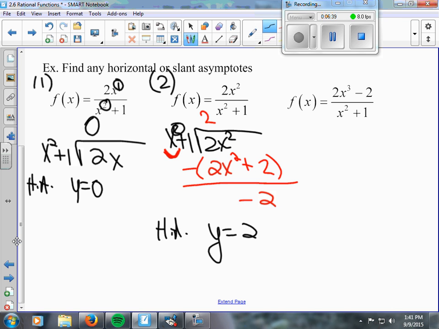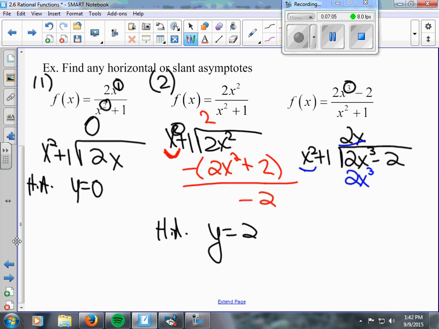The last one here, I've changed my 2x squared to an even higher degree of 2x cubed. That's going to make me have a slant asymptote. So let's see how the division works out now. When I take x squared plus 1 into 2x cubed minus 2, now I need to multiply x squared by 2x in order to get 2x to the third. And then I would have plus 2x, because if I multiply by the x squared, I get 2x to the third. Then times the 1, I get 2x.